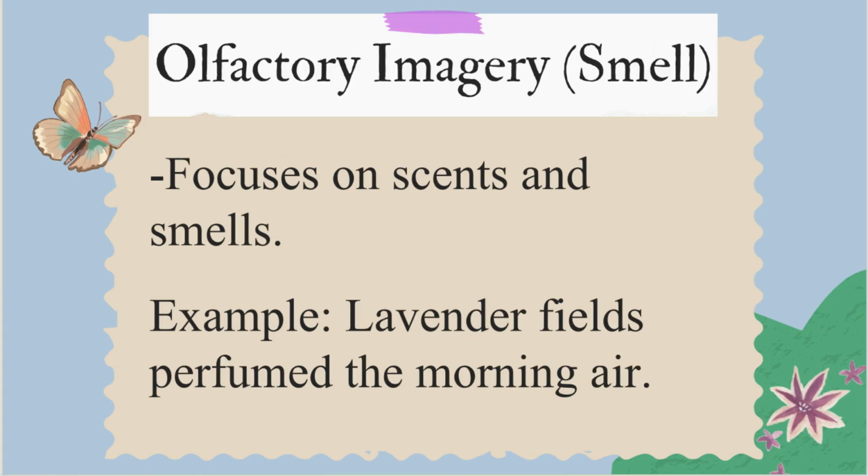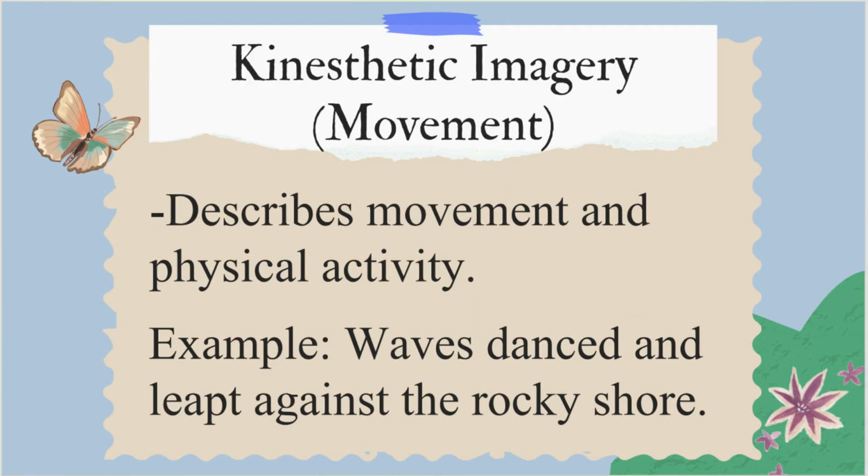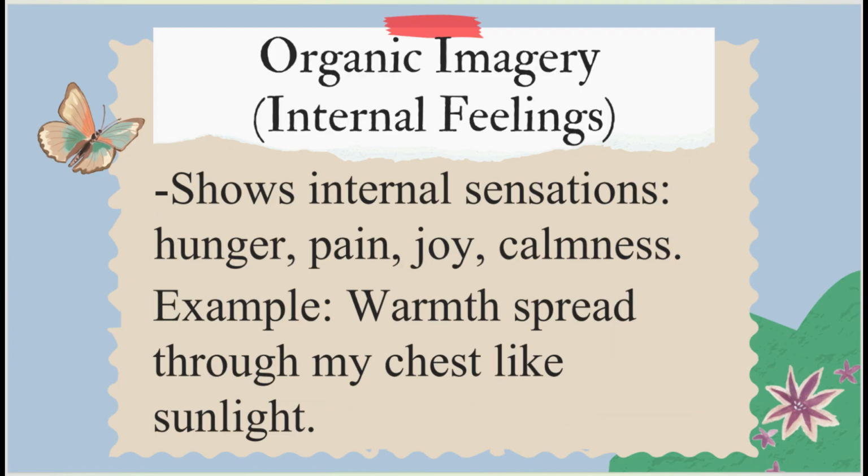Another type is the olfactory imagery or the sense of smell. It focuses on scents and smells. An example is, lavender fields perfume the morning air. Another type of imagery is the kinesthetic imagery or the movement. It describes movement and physical activity. Example, waves dance and leap against the rocky shore. The last type of imagery is the organic imagery or internal feelings. It shows internal sensations like hunger, pain, joy, and calmness. An example is, warmth spread through my chest like sunlight.